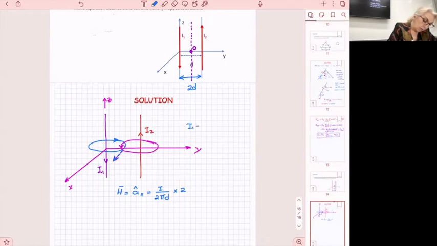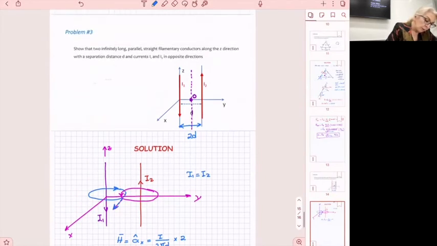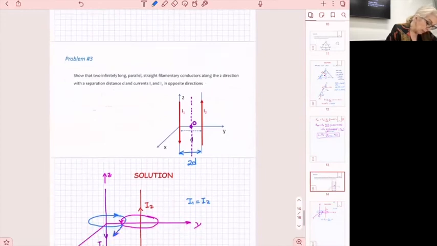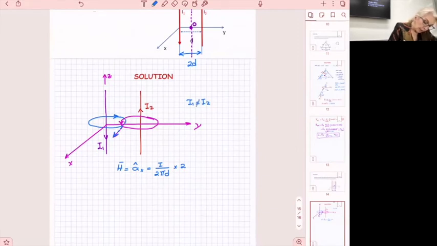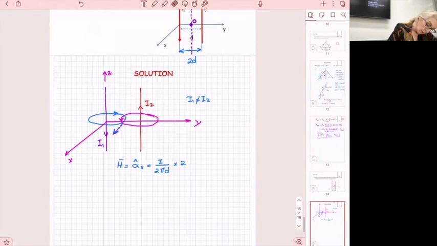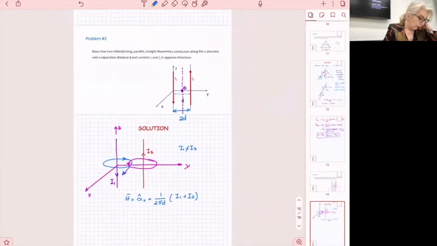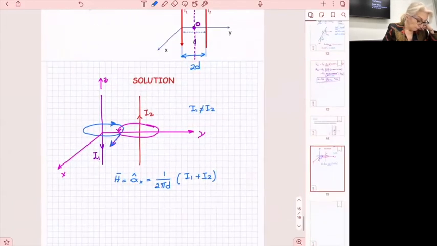If I1 equals I2. If they're not equal, then let's assume here there are two. If they are not the same, in this case, it's going to be different. So that is a simple problem you can do.